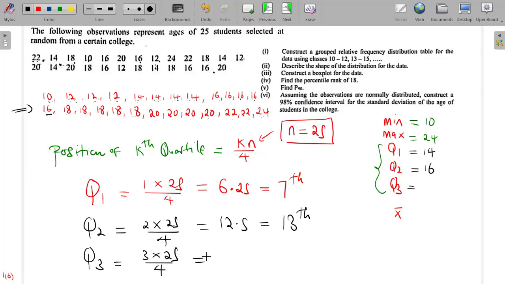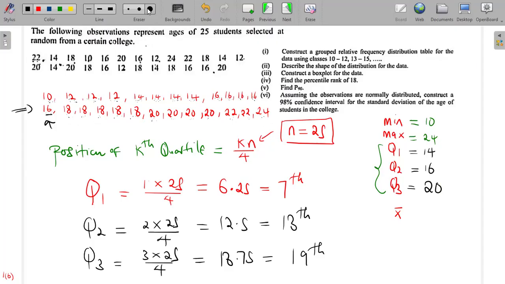So if I multiply that, the numerator will give me 75 divided by 4. That will give me 18.75. So I move to the next integer. So this will just give me the 19th. So the 19th observation is my Q3. So if this is 13, then this is 14, 15, 16, 17, 18, 19. So I'm just going to get 20. Okay, I'm going to get 20 as my Q3.